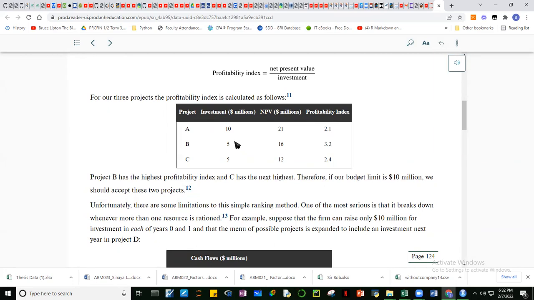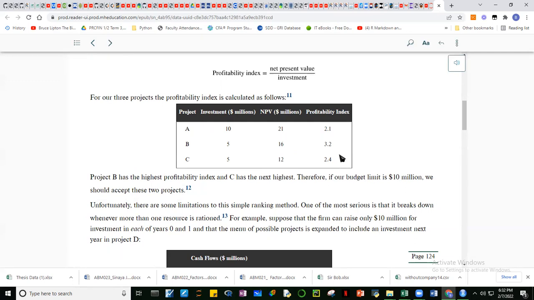How about, can we choose now B and C? Kasi di ba additive to eh. Sabi natin kanina yung NPVs are additive. So pag tinignan din natin, guys, si B at saka si C kasi parehong 10 million yan, then 16 plus 12, this will be 28. So mas maganda yung 28 million kaysa kay 21 million.